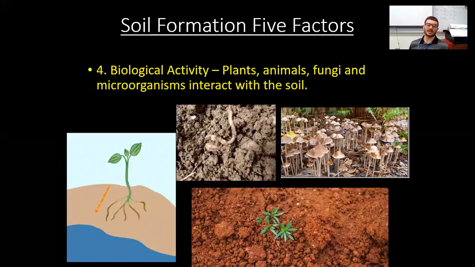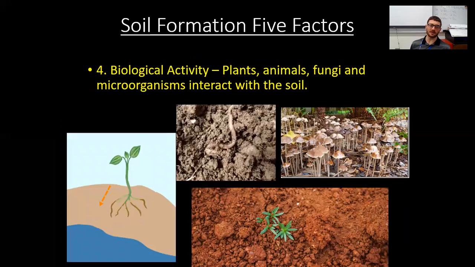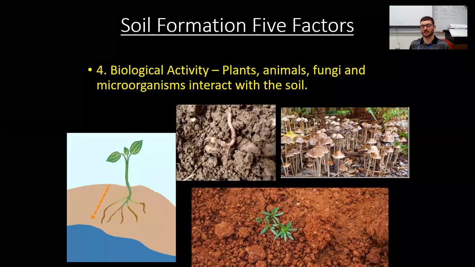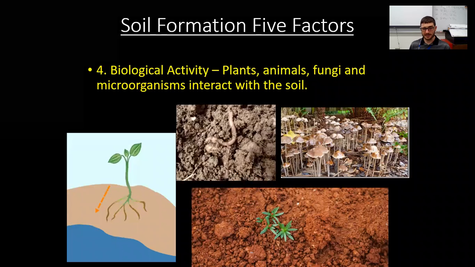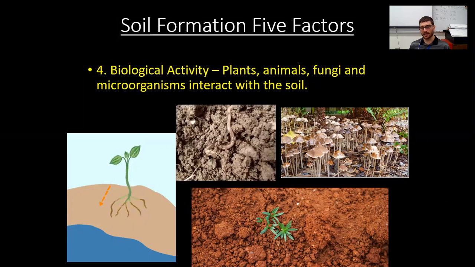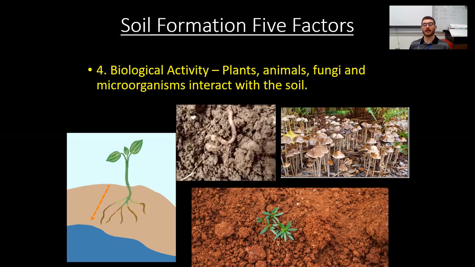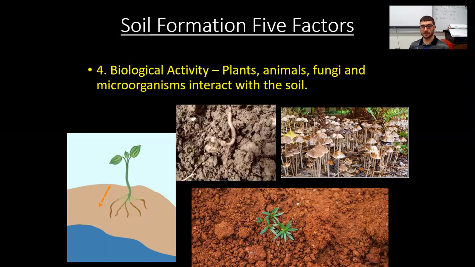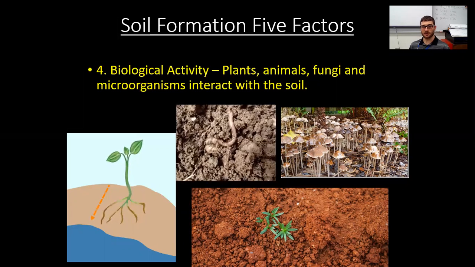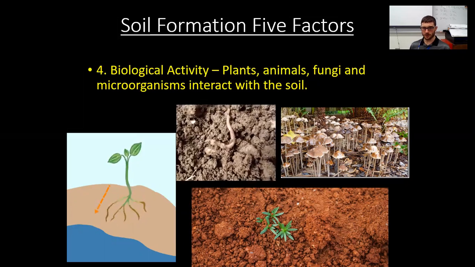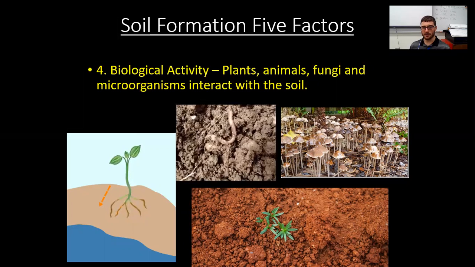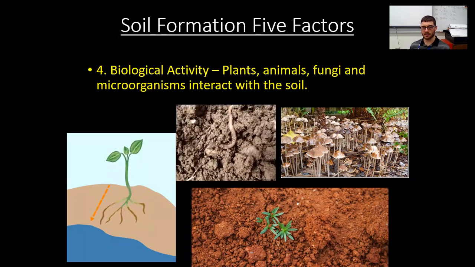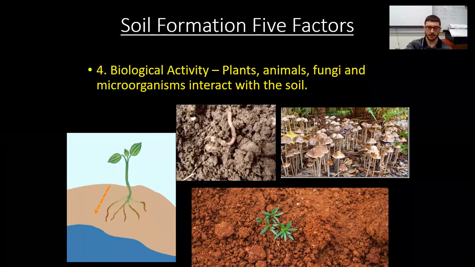Number 4, living things, biological activity. There's no underline for this one because I want you to write all of it because it's so short. So plants, animals, fungi, like animals like the earthworm, okay? These microorganisms are all going to interact with the soil and influence the way the soil develops. Earthworms are really good for soil. They make tunnels for water and they recycle the nutrients in the bacteria in the soil. So pretty cool stuff there.